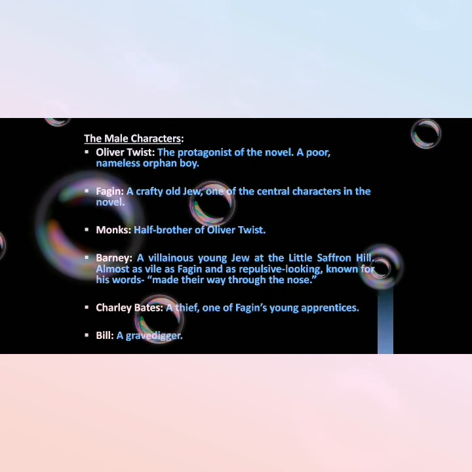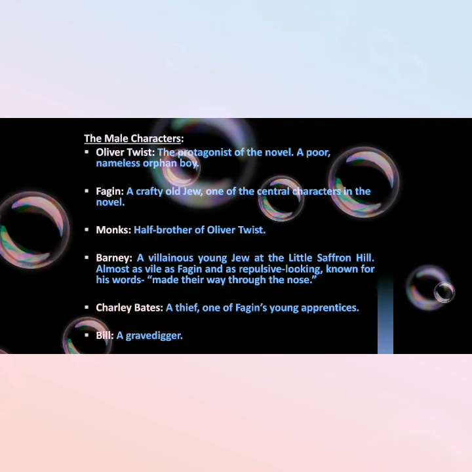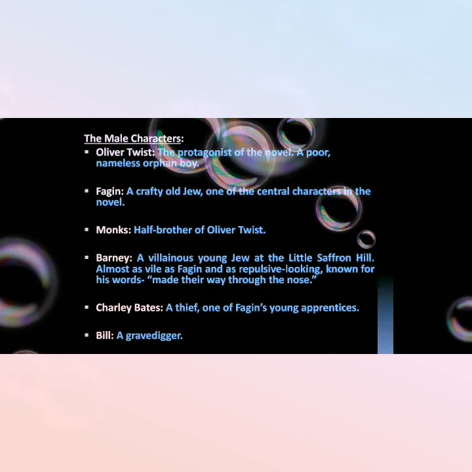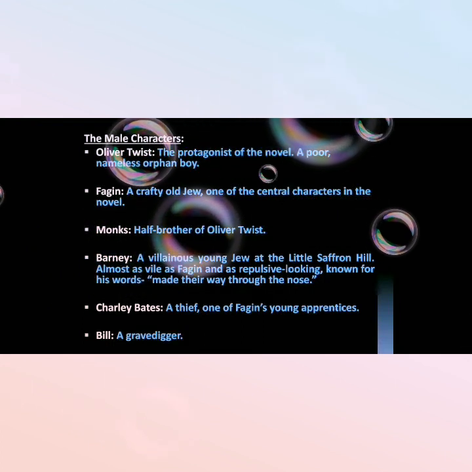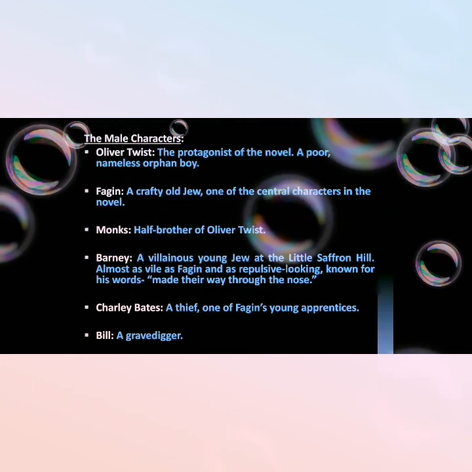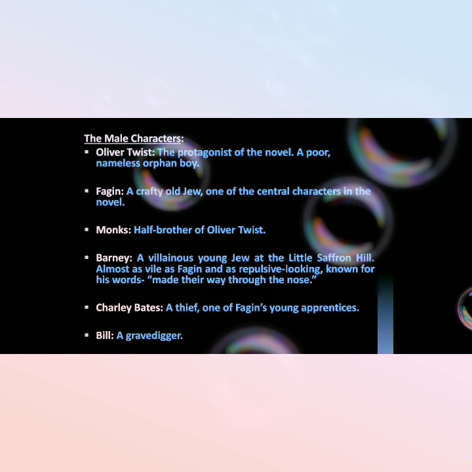At first we have the name Oliver Twist, who is the protagonist of the novel, a poor, nameless orphan boy. And then we have the character of Fagin. He is a crafty old Jew, one of the central characters in the novel. And then there we have the character of Monks. He is the half-brother of Oliver Twist.